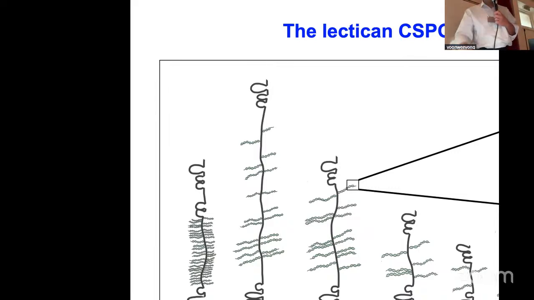Functional activity resides in these GAGs that are heavily sulfated as well, and depending on where the sulfation occurs, that can have different functions, but activity also resides in the protein core, which differentiates one lectican CSPG member from the other. The degree of GAGs also makes them different.